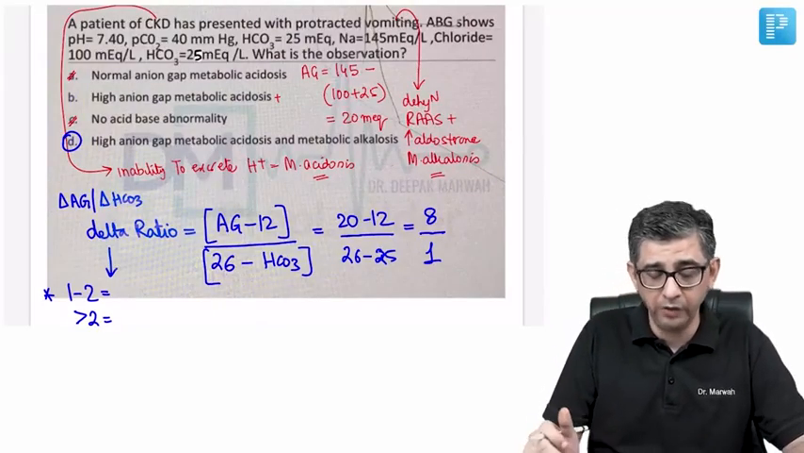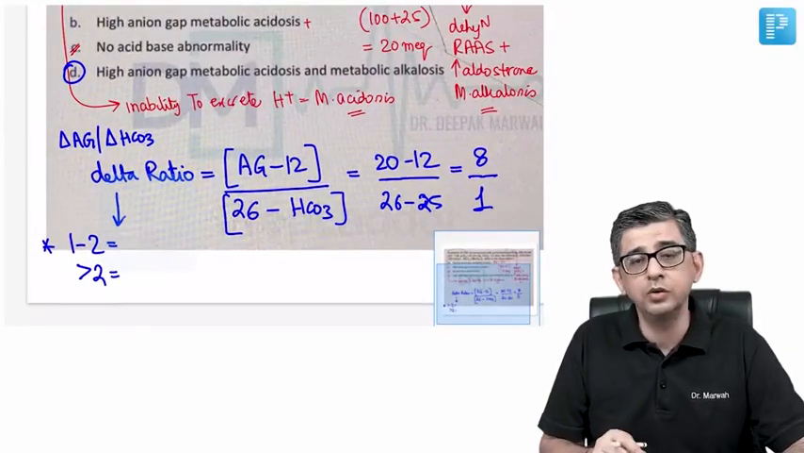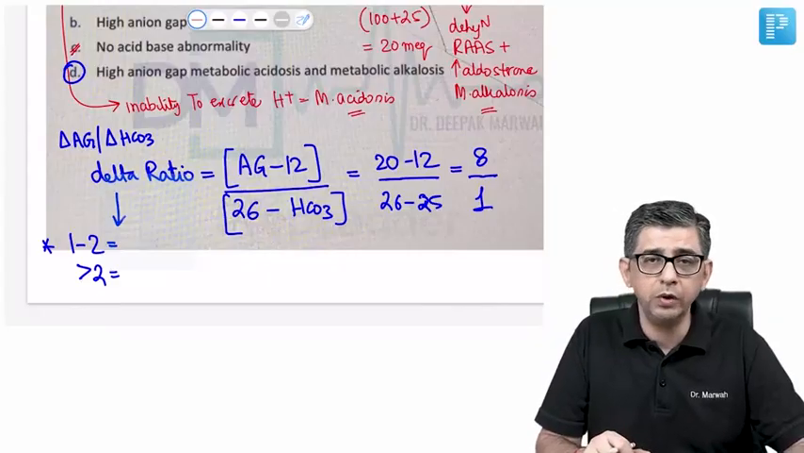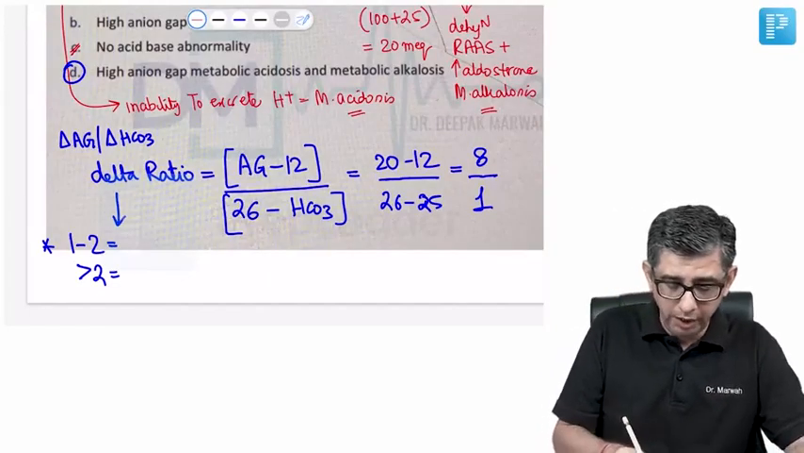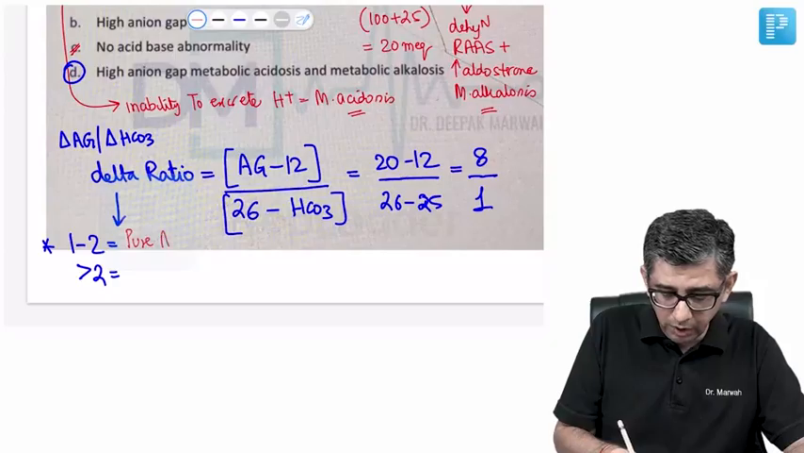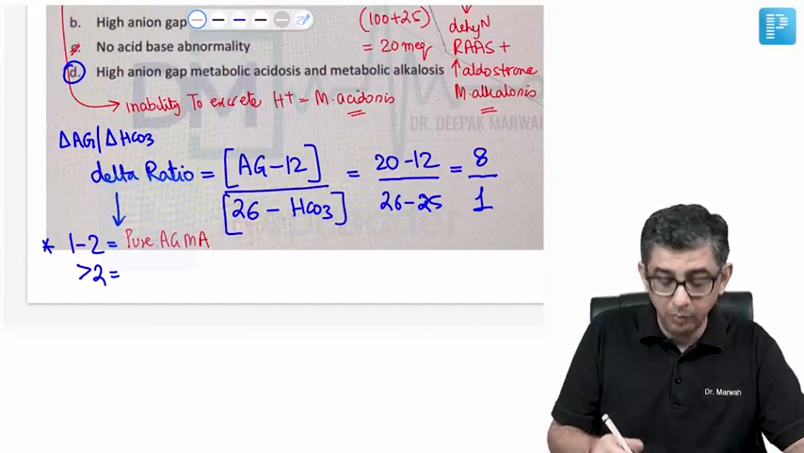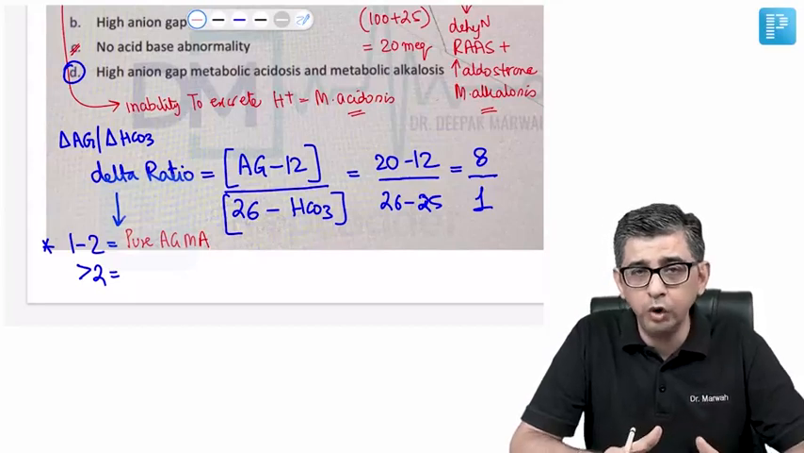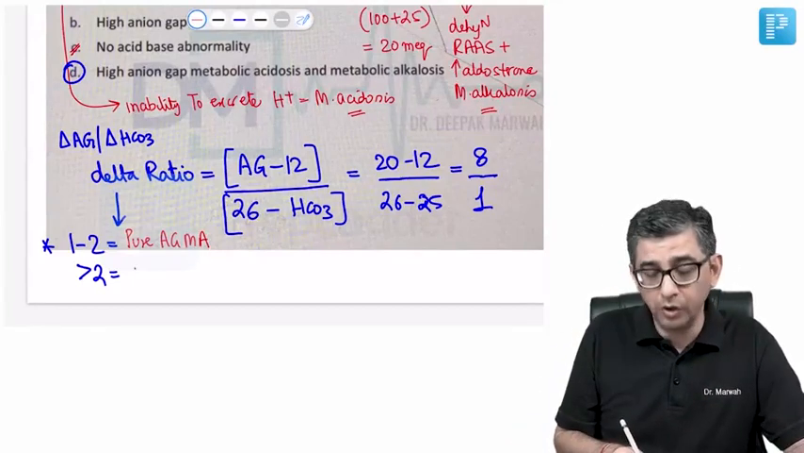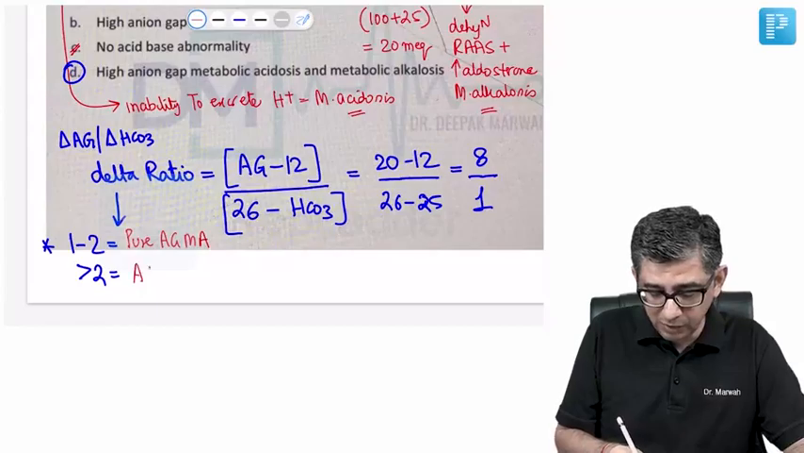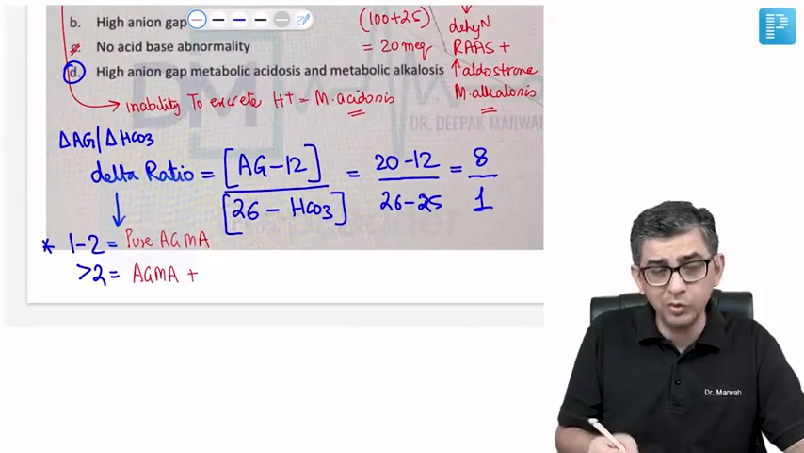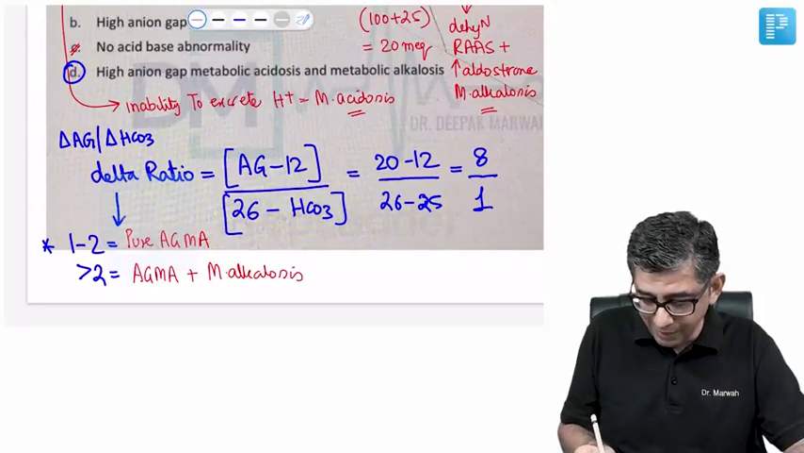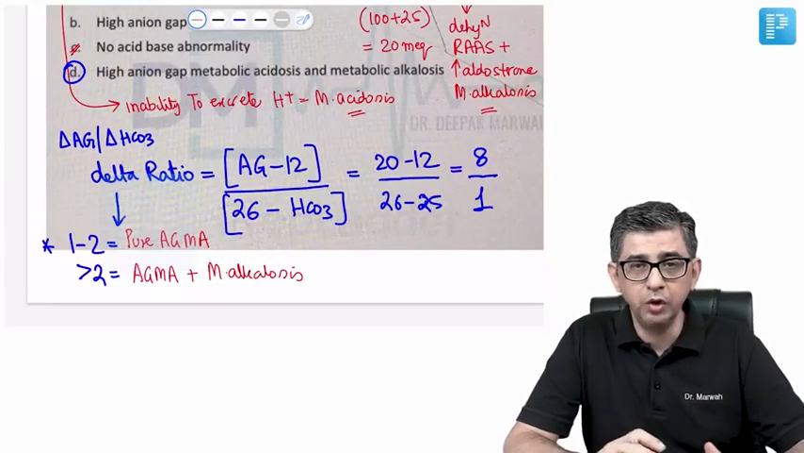Now my point is that every time you calculate the delta ratio, there can be two possibilities. Possibility number 1 is that if the delta ratio turns out to be between the mathematical value of 1 to 2, it means that the person is having a pure anion gap metabolic acidosis. But if you calculate the delta ratio and it is more than 2, it means it is a mixed disorder. What I mean by mixed disorder is that this person would be having an anion gap metabolic acidosis, that is okay, but he is also having a concomitant metabolic alkalosis. This is an important concept, guys, which you need to know.